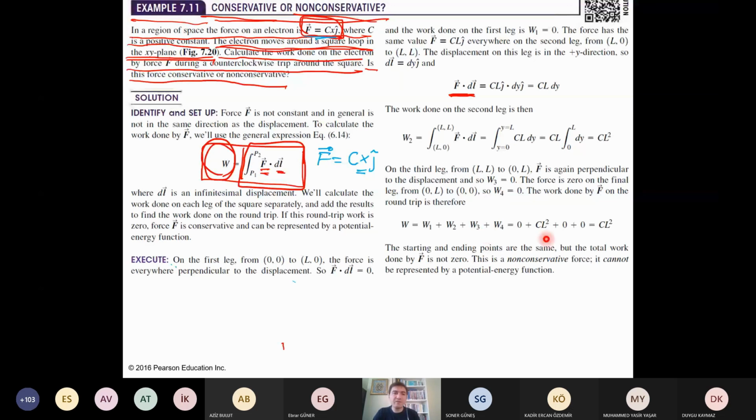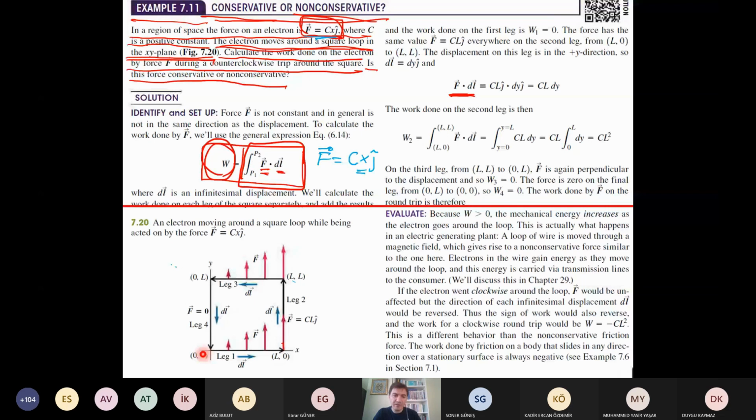So now what was the question? Is this force here conservative or non-conservative? So look at the effect of the force. Due to this force, the electron starts from this one and goes along leg 1, goes along leg 2, goes along leg 3, and then it goes back to the initial starting point.